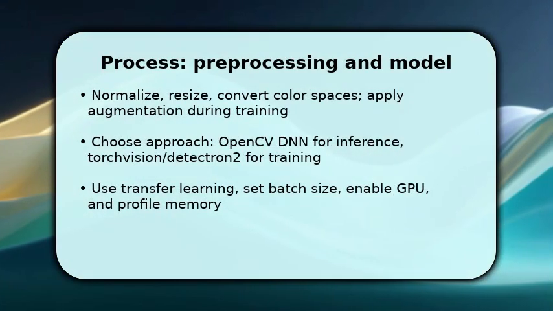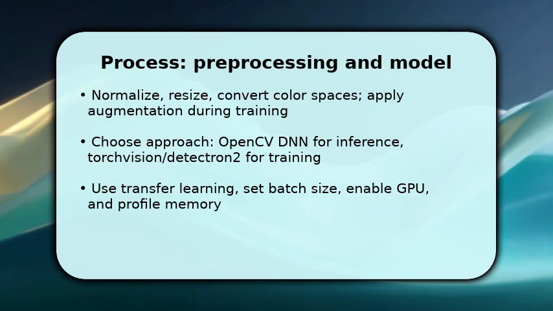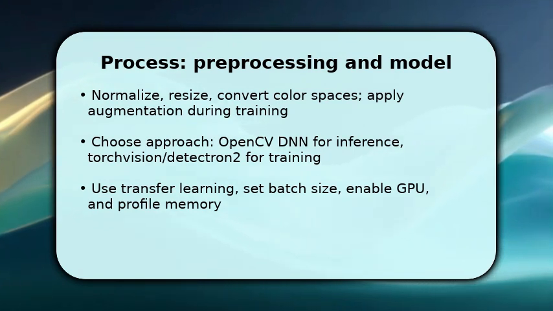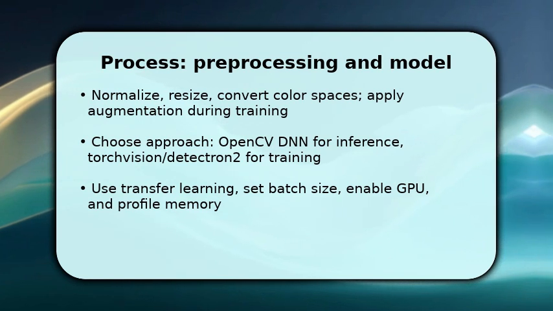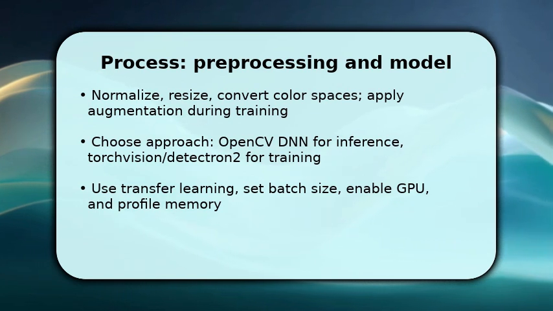Now you transform raw frames into model-ready tensors, resize consistently, convert BGR to RGB, normalize using model mean/STD, and apply augmentations like random crop and flip during training.